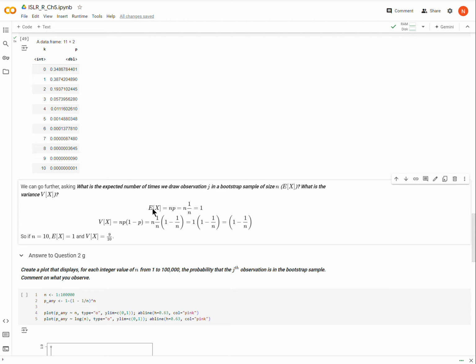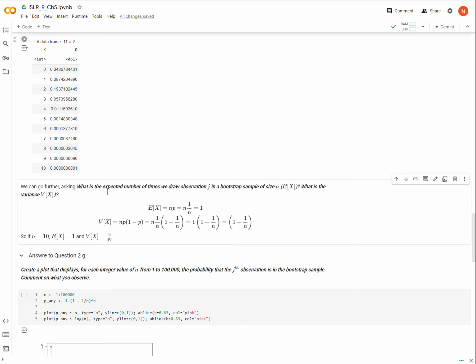So for a binomial variable, the expectation is n times p, and here n is n, and p, the probability of the event, is 1 over n, and so this just equals 1. So this means that the expected number of times that any particular observation j is included in our bootstrap sample of size n is always 1. Now, of course, that doesn't mean that it is always 1. There's some variance around that.